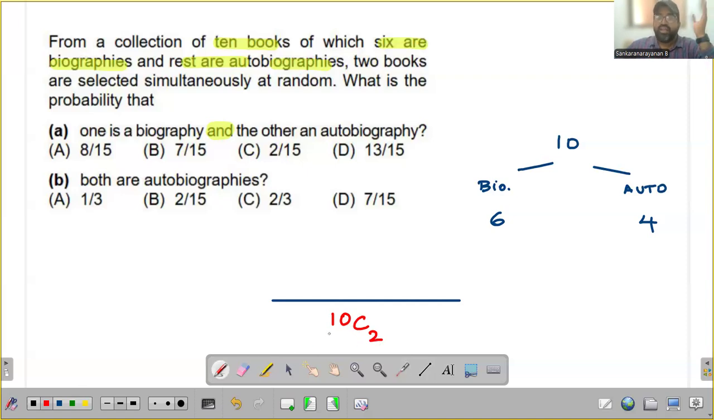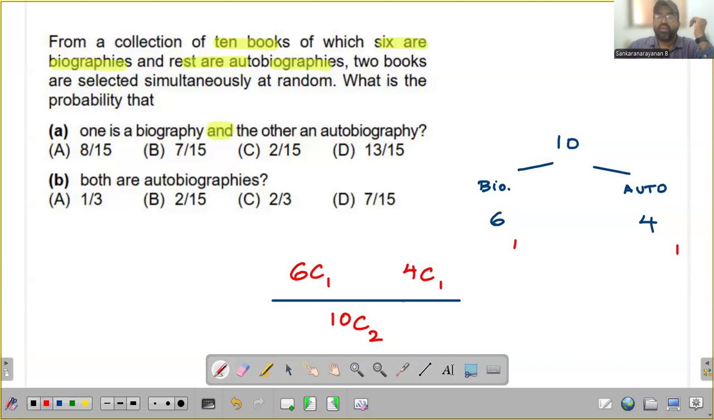Now, in this selection, what is the chance that one is a biography and the other is an autobiography? From 6 biographies, it should be 1. From 4 autobiographies, you should select 1. How many ways can you do it? From 6, you are selecting 1. That can happen in 6C1 ways. From 4, you are selecting 1. This can happen in 4C1 ways.